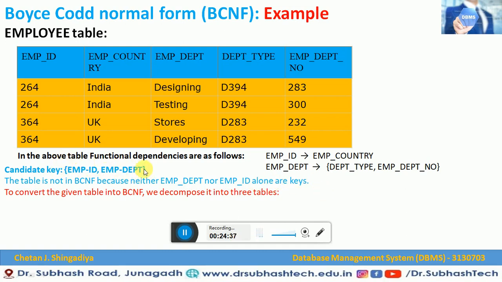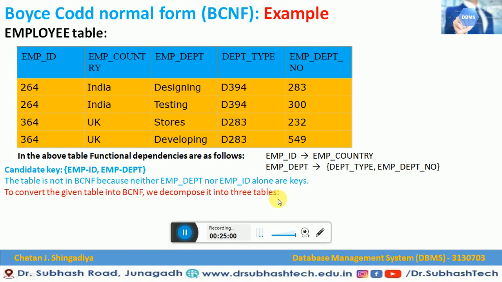Single, they are not candidate keys. This is a composite key, but this is not a single. That means if only a single column, the employee ID, were there, then we could say it is in BCNF. But here is a composition, which is not allowed. So to convert the given table into BCNF, we have to decompose the particular table into 3 tables.